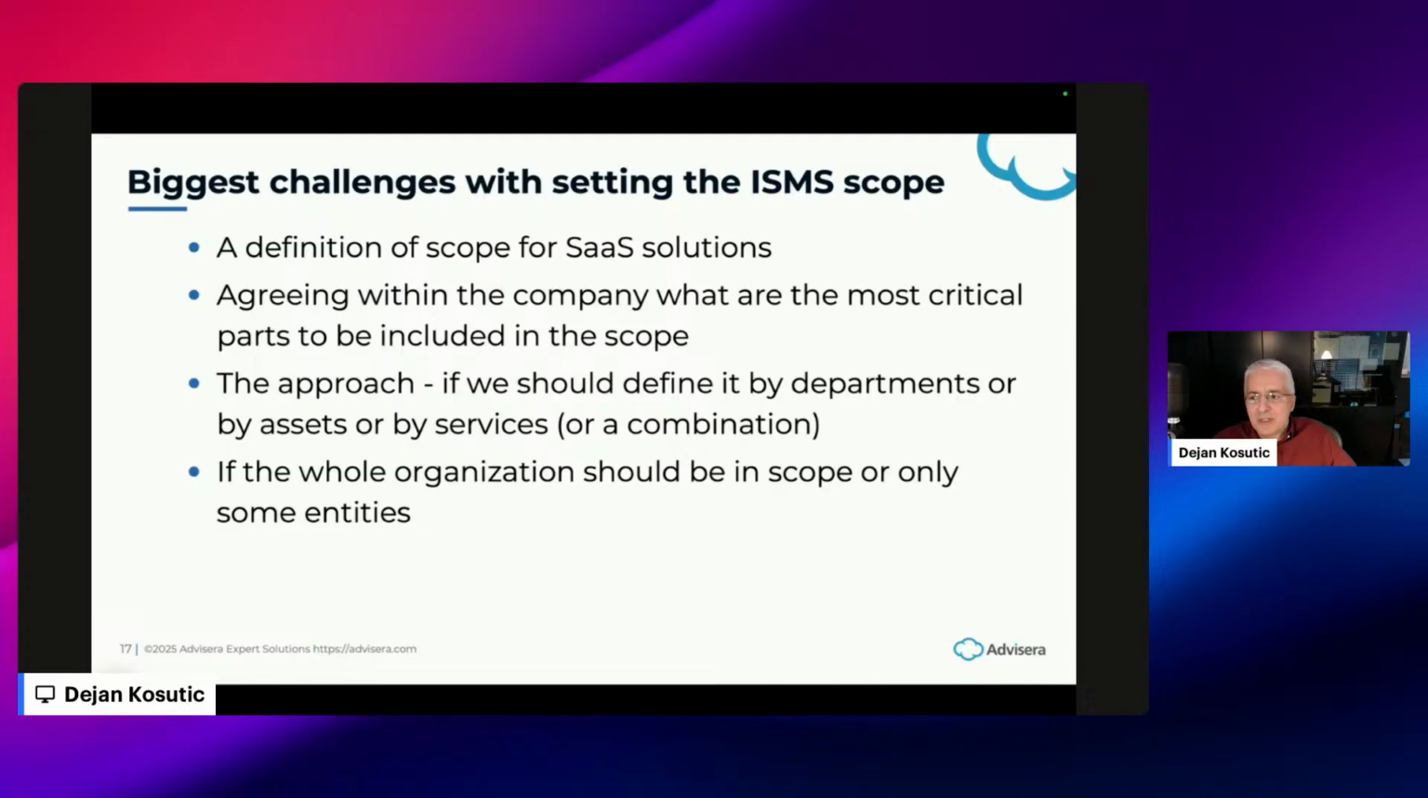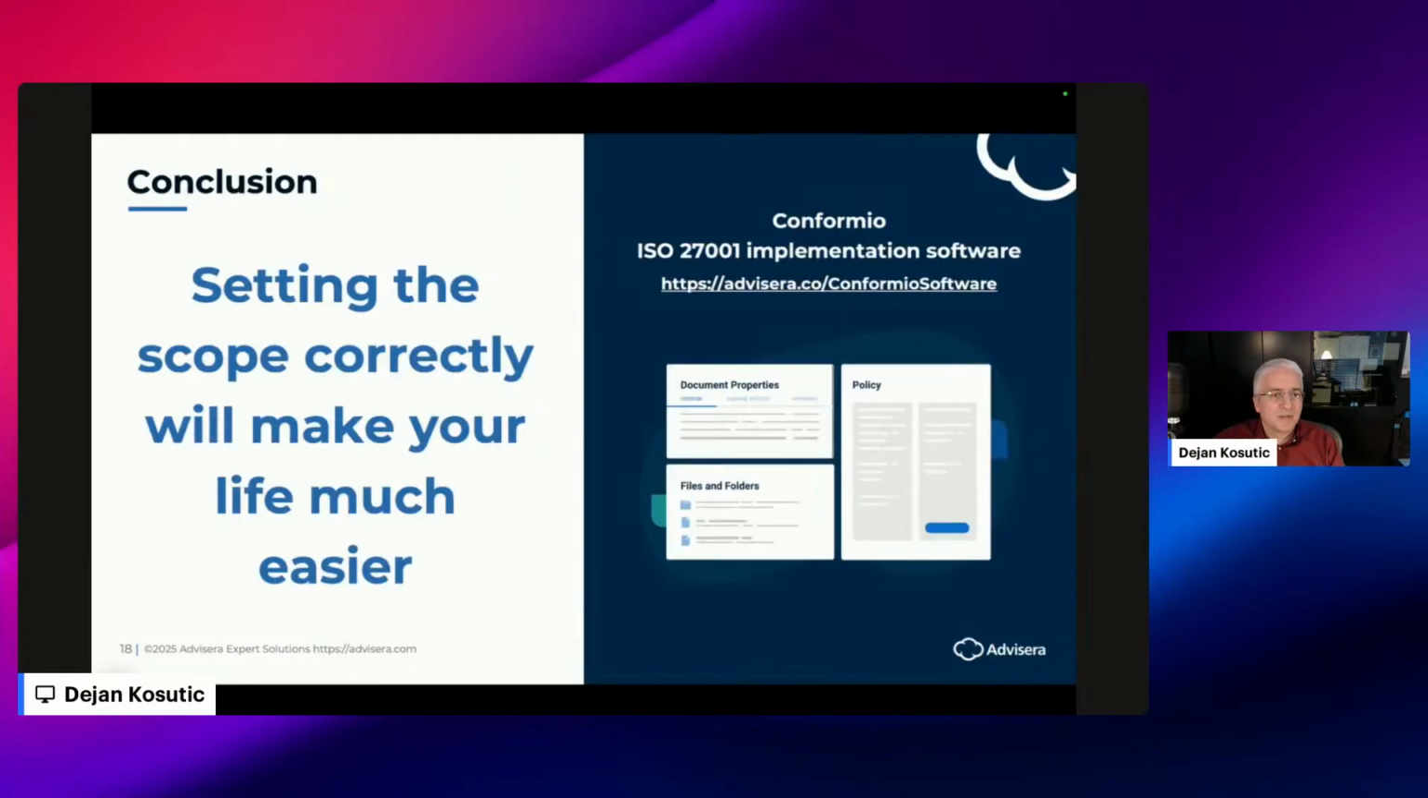Good, so let me make some conclusions, and then we'll move on to the Q&A session. As you can see, if you define the scope correctly at the very beginning of your project, then you will not go too wide or too narrow with your ISO 27001 implementation, and you will save quite a lot of time if you do it right from the very beginning.